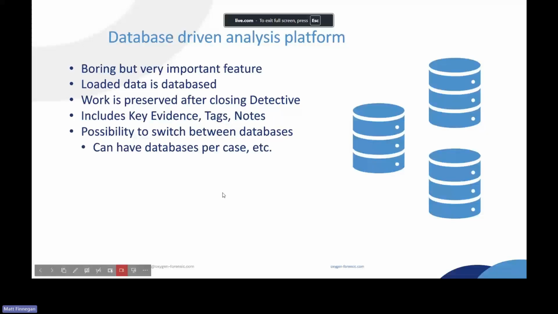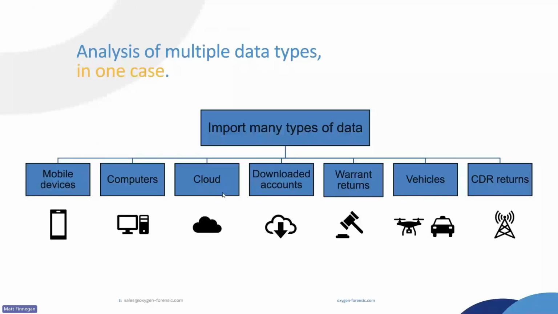That brings me on to the next thing. You can import many types of data into Detective. You can import mobile devices, not just from our extractor. You can also import Cellebrite extractions, GrayKey extractions, XRY extractions, loads and loads of different formats. You can import computer data through KeyScout, so you can get data from computers in there, from Windows, macOS, and Linux. Cloud: there are 109 cloud services, I think, in the cloud extractor, so you can get cloud data in there. But also things like downloaded account data, you can import into Detective, such as Google Takeout, Snapchat My Data, and a few other ones.